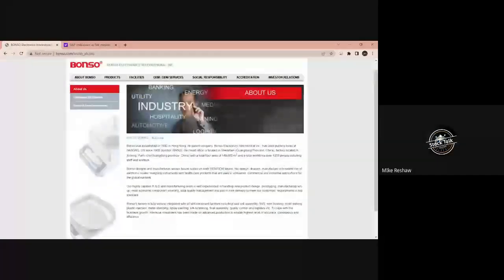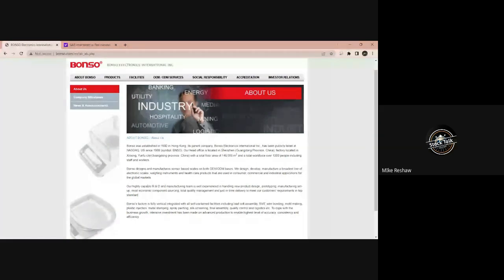It was established in 1980 in Hong Kong. Its parent company, Bonso Electronics International, was listed at NASDAQ US in 1989. Their office is in Shenzhen, Guangdong province in China, factory located in Xinjiang, Zunfu city in Guangdong province. The total floor area is 14,600 square meters, and the total workforce is 1,200 people, including staff and workers.